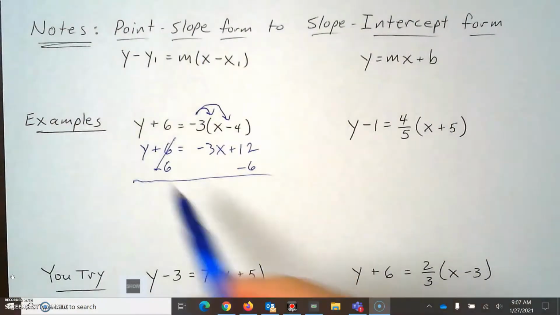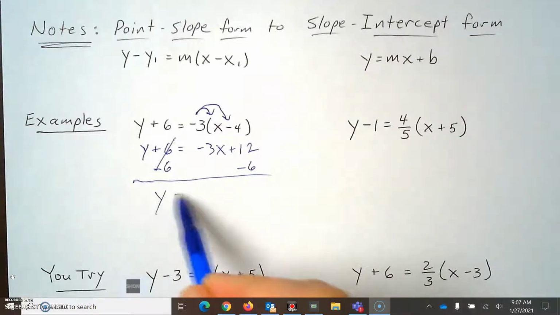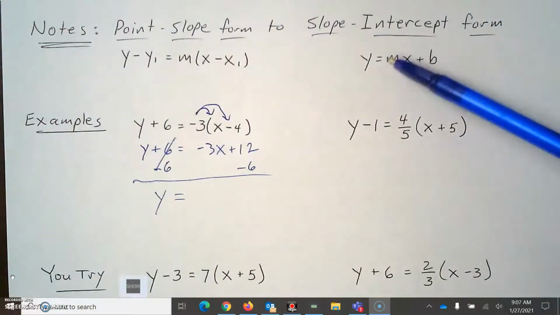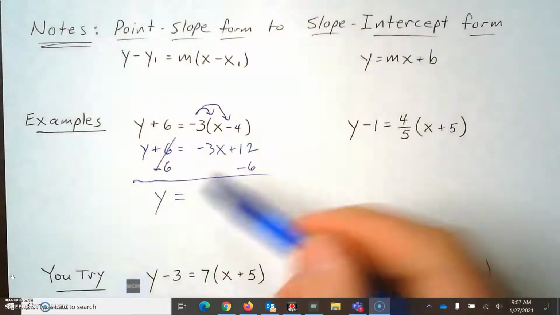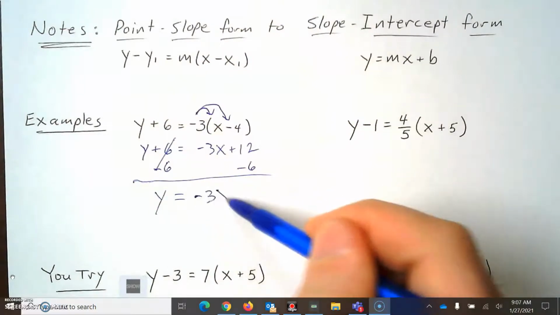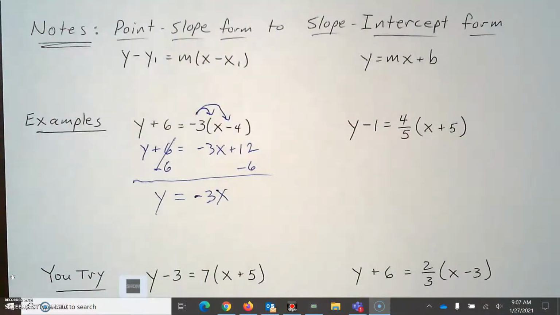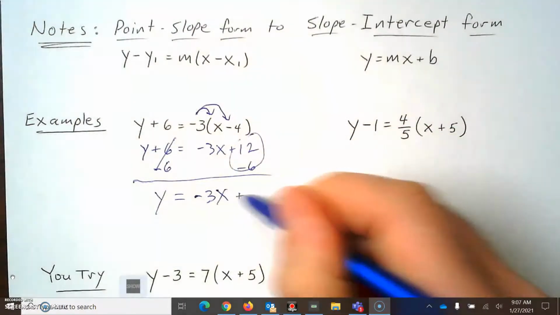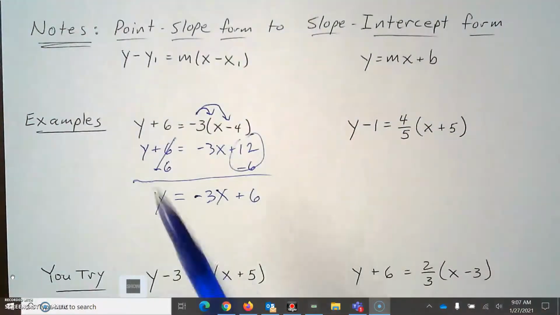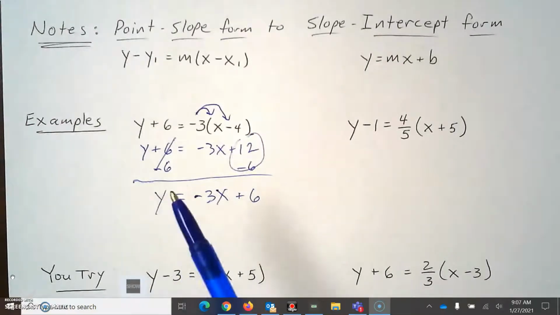And I just do the math here now. I bring down y. Look, y equals, see? And negative 3x, I didn't do anything to that. That just stays negative 3x. And here, I'll just combine those numbers into a positive 6. And I'm done. And this is how the work should look on the assignment. Show that you distributed, then you get your answer.